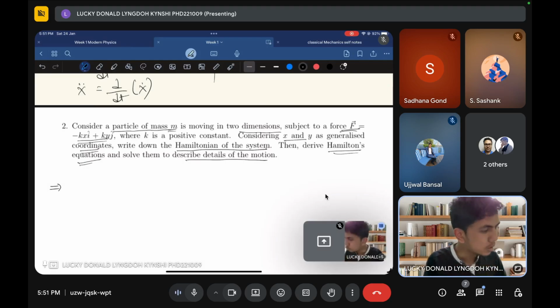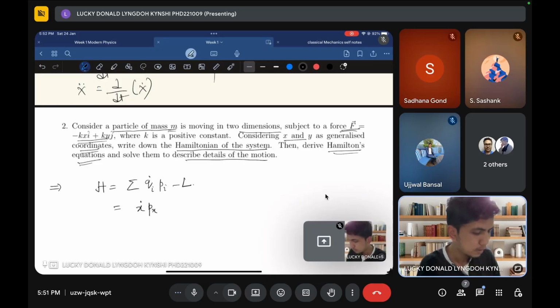Okay. So how do we get the Hamiltonian? Remember, the Hamiltonian of the system will be qi dot pi minus L. Since there are 2 coordinates, it means x dot px plus y dot py minus L.